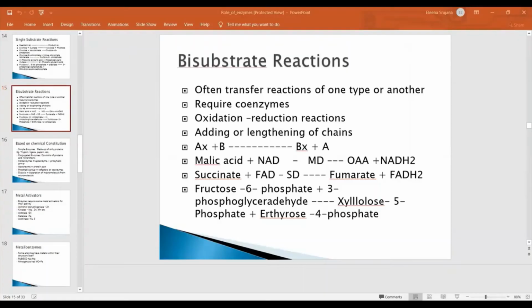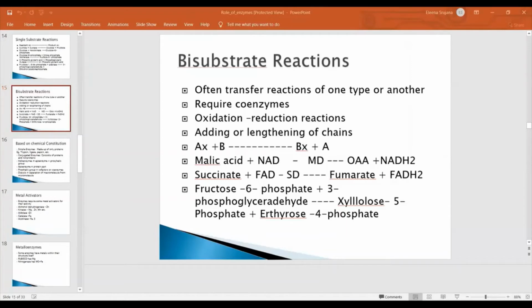Basically, you can have two substrates and two products, or two substrates and one product. If you want another example for two substrates and one product, you have the synthase reaction, where DHAP, that is dihydroxyacetone phosphate, condenses with 3-phosphoglyceraldehyde and gives fructose 1,6-bisphosphate. So you are having two substrates and one product.